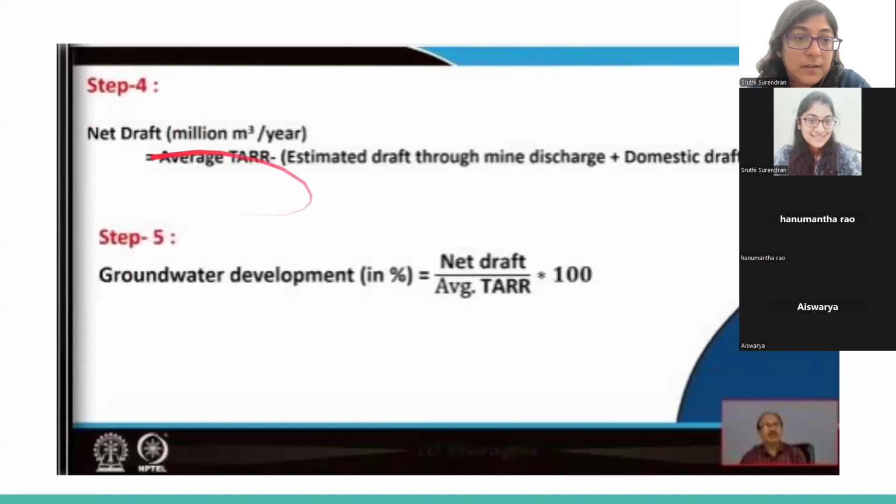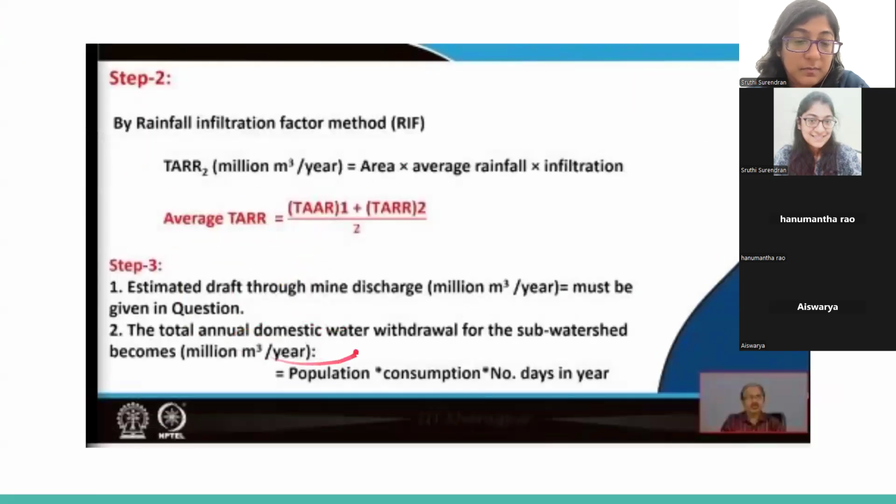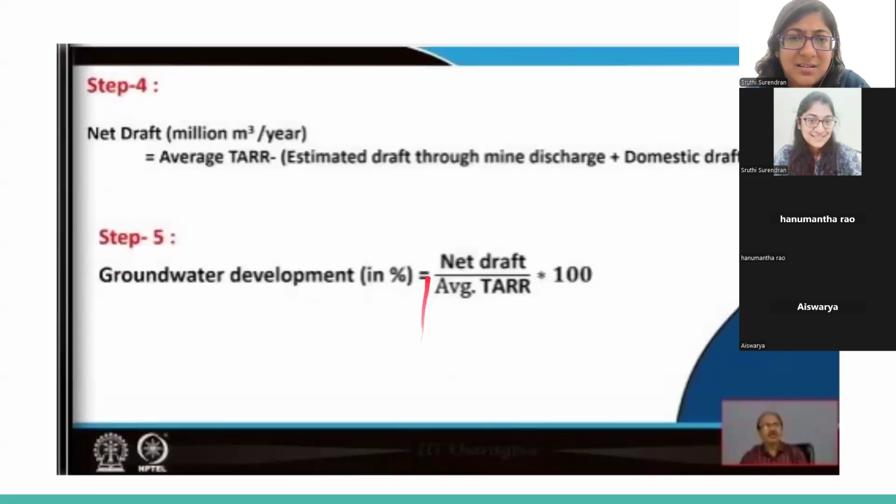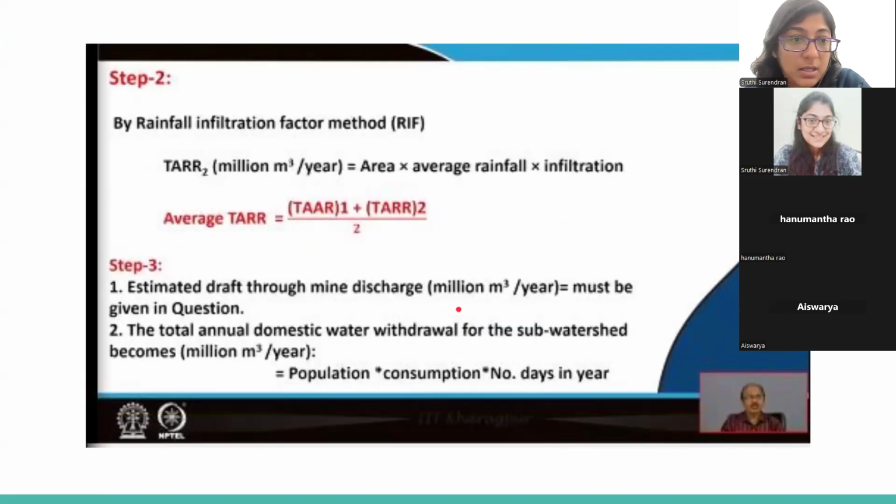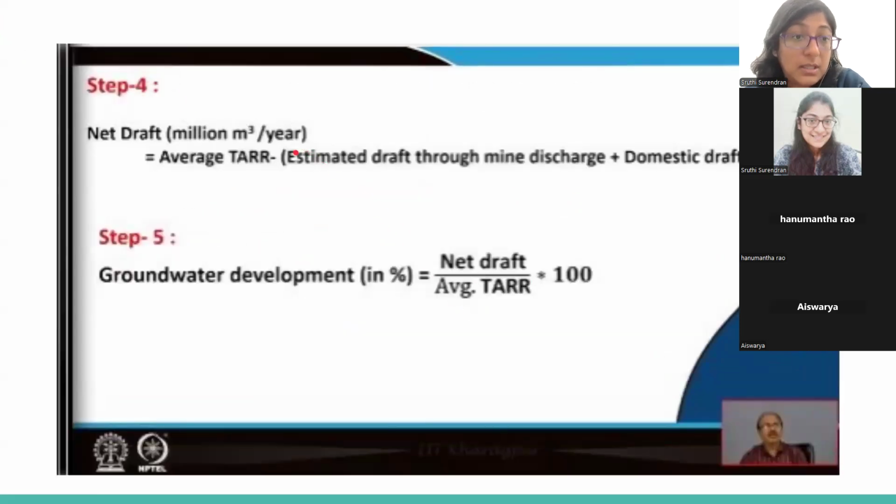After that, the net draft will be the average TARR that has been computed over here minus the estimation that is done, which involves the outflow, that is the removal or consumption of water, estimated draft through mine discharge and domestic draft together. After that, the groundwater development percentage is the net draft by average TARR into 100. The net draft is some value that will be given, I suppose. Yeah, this value. Net draft by average TARR will give us a groundwater development percentage.